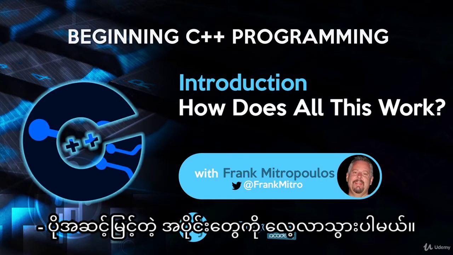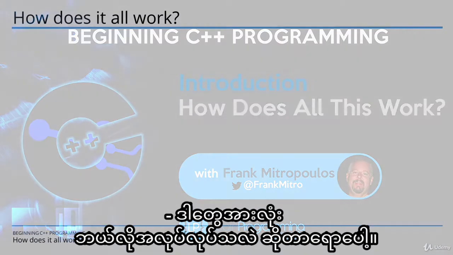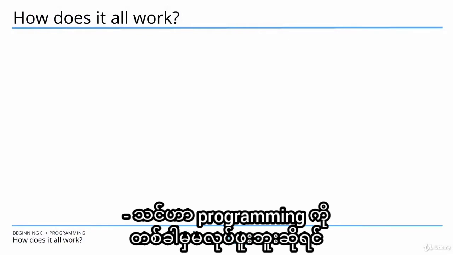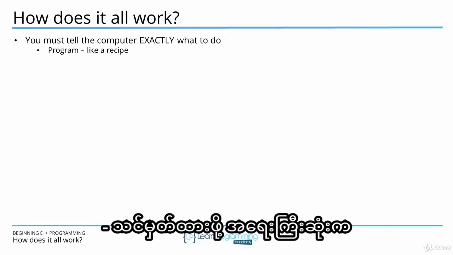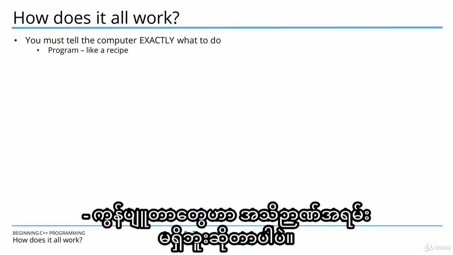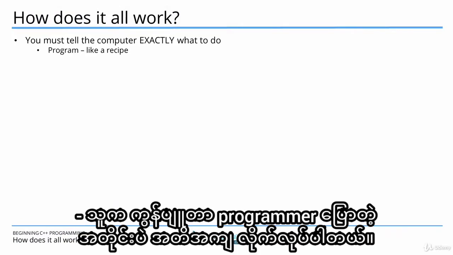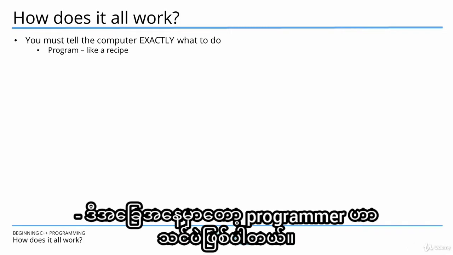In this video, we'll take a high-level look at how all this works. If you're completely new to programming, then many of these terms will probably be new to you. The most important thing to remember is that the computer isn't smart at all. It simply does exactly what it's told to do by the programmer. And the programmer in this case is you.